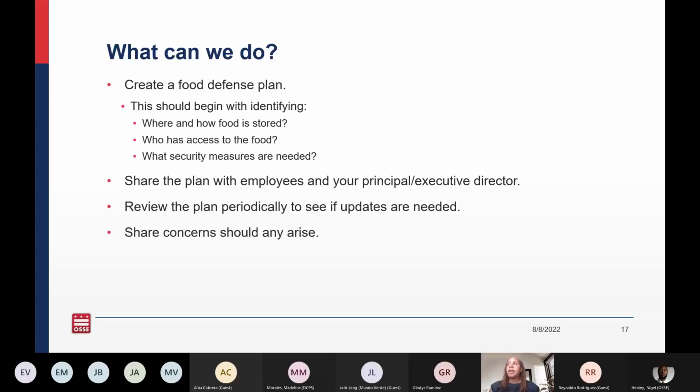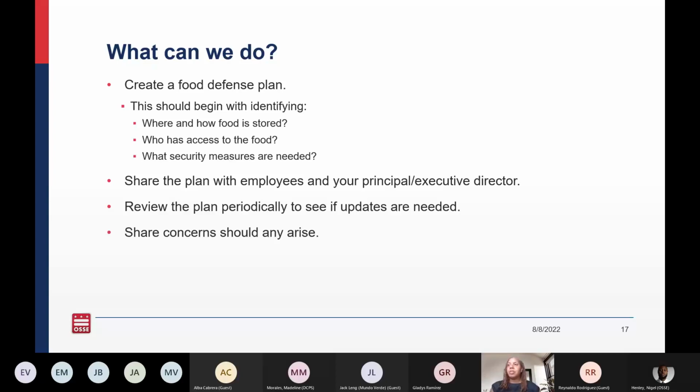And you should also identify what security measures are needed. Again, do you need to have locks on things? Do you need to have cameras to identify that? I know this may sound extreme, but it is something that we've certainly seen. We just want to make sure that we're monitoring our facilities and ensuring that food is not becoming unsafe.